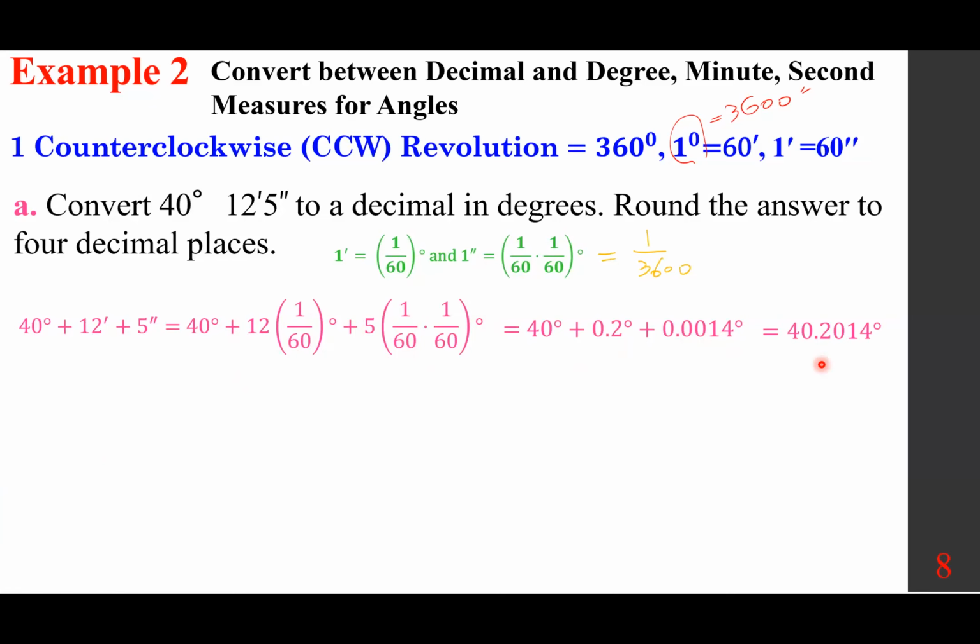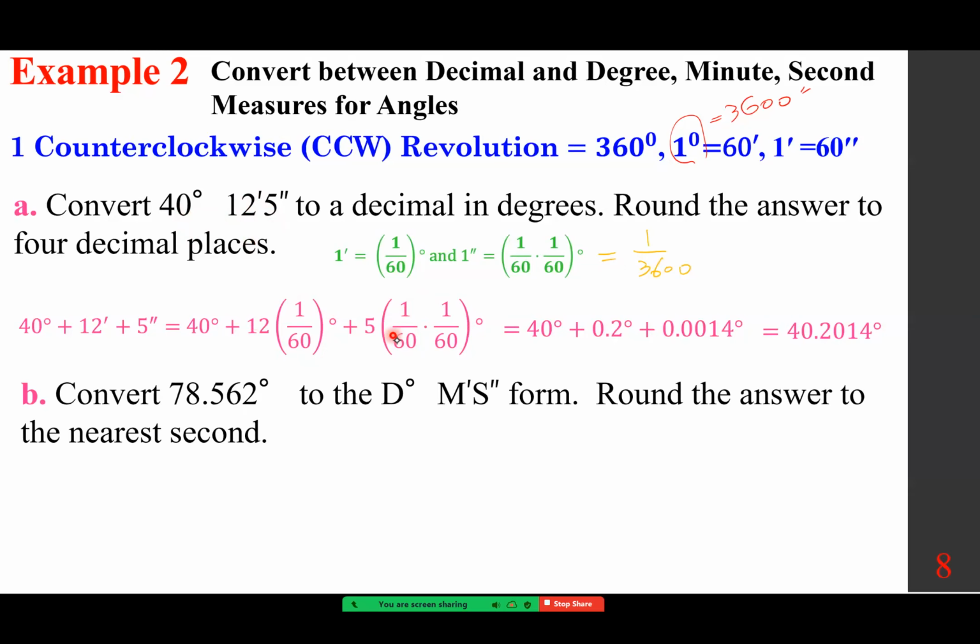So let's quickly recap. We want to convert 40 degrees, 12 minutes, 5 seconds into decimals. So 12 minutes times 1 over 60 becomes degrees, and 5 times 1 over 3,600. And just add them.